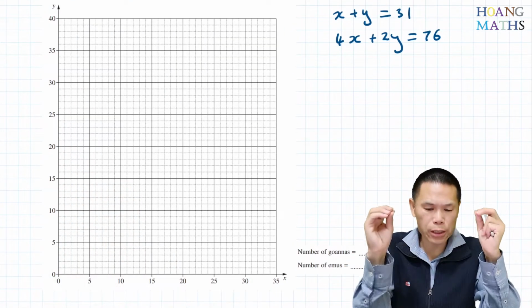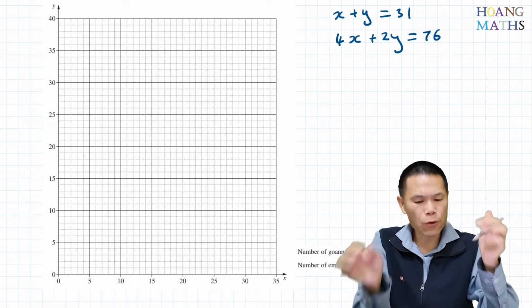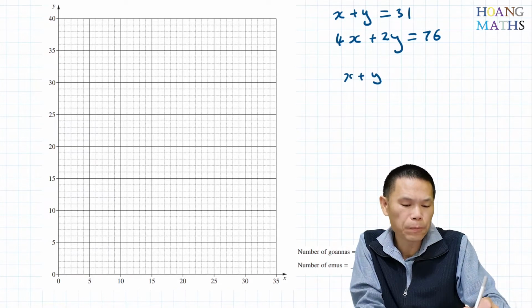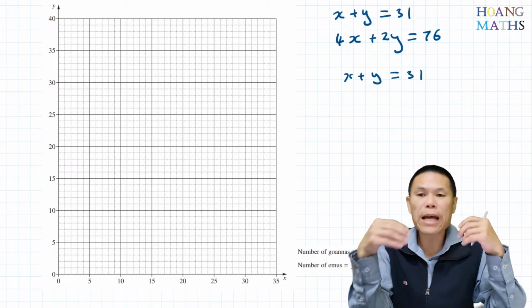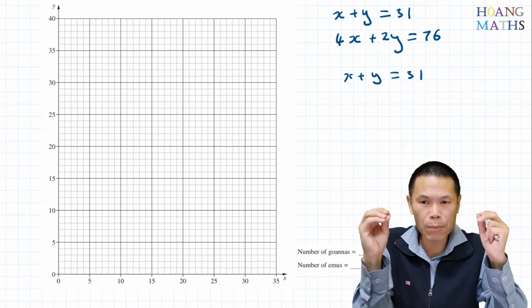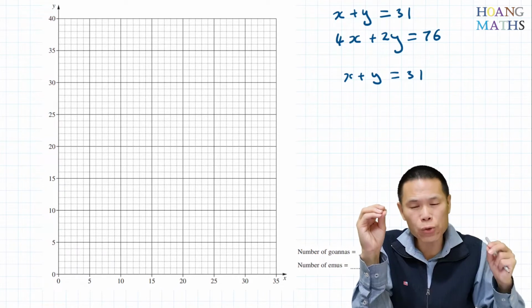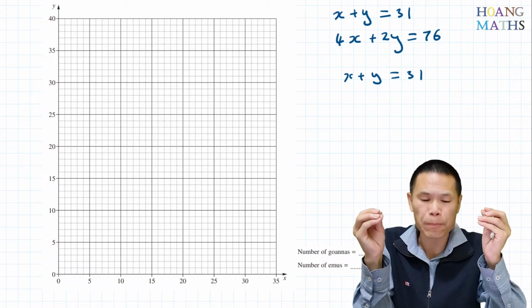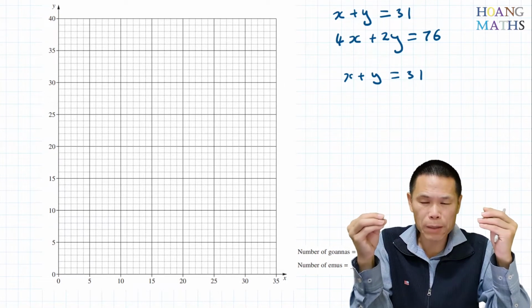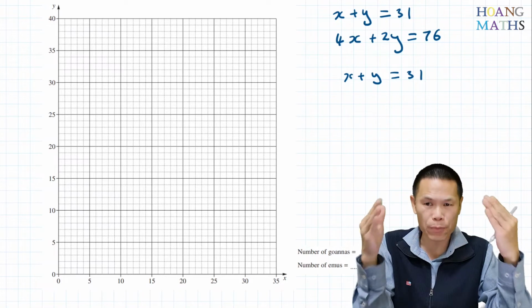Now let's get these two graphs, okay? First of all, to sketch this, let me write x plus y is equal to 31. There are 2 ways to do this. The first way is I can just make up a few points and then connect them together because it is a straight line. Otherwise, I can also use y equals mx plus c. We rearrange that and graph from there, okay?